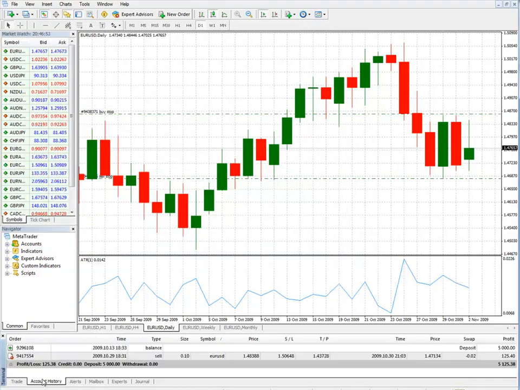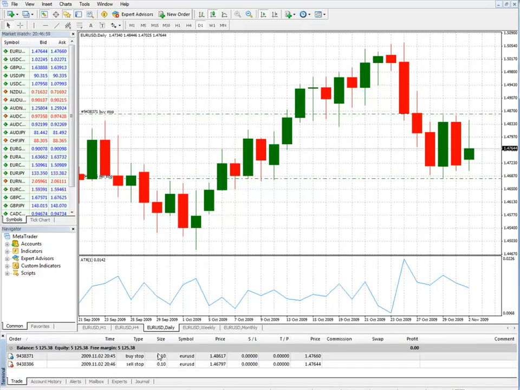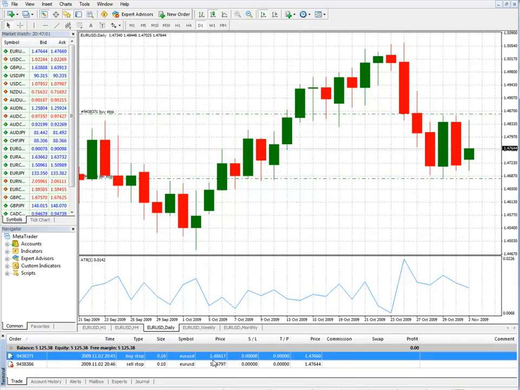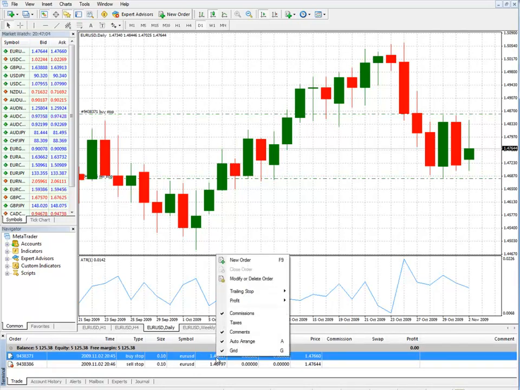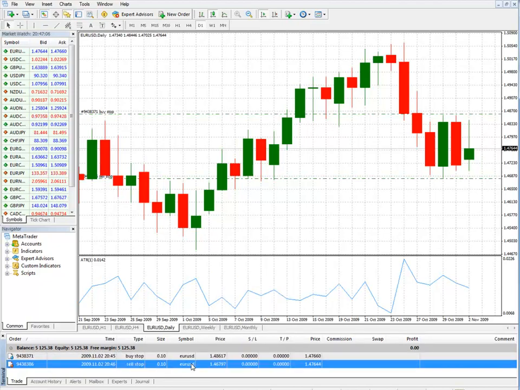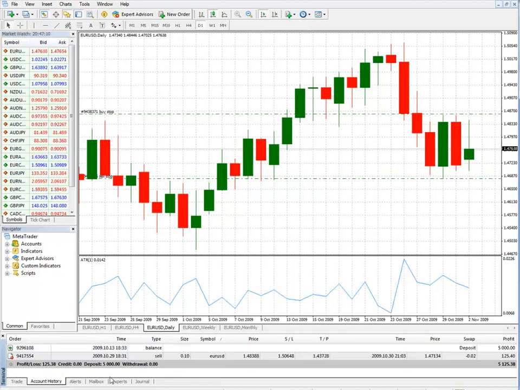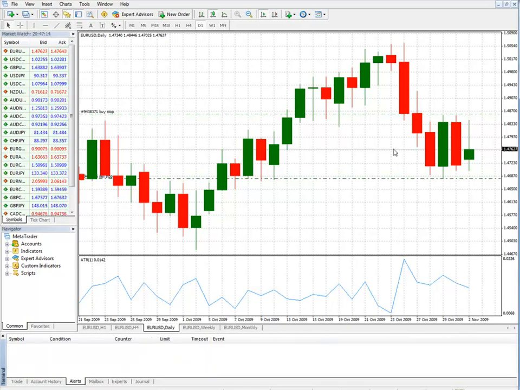Not sure if they'll let us go through here, because I'd like to label the buy stop. Okay, no, that's fine. Okay, there we are. We've got both trades in place. You've got a sell stop here, a buy stop there.